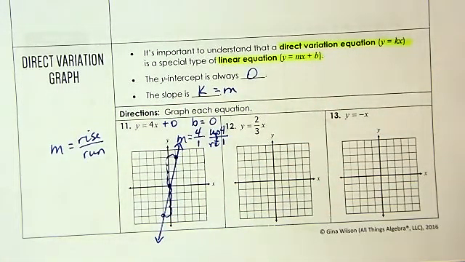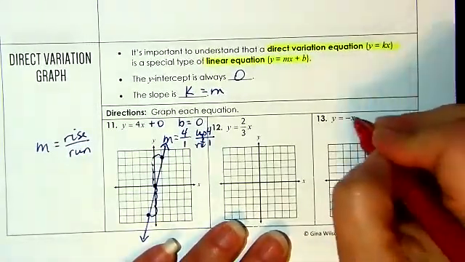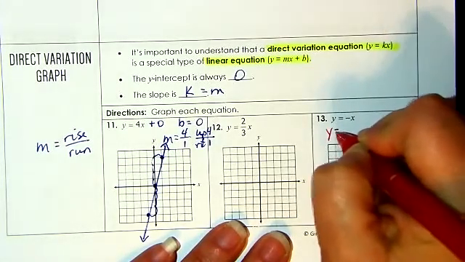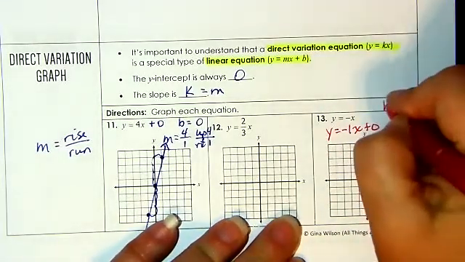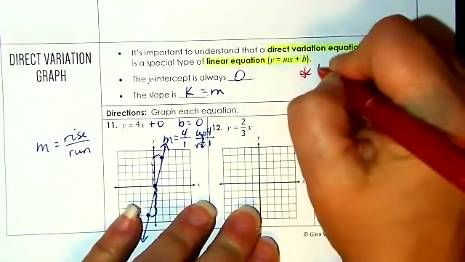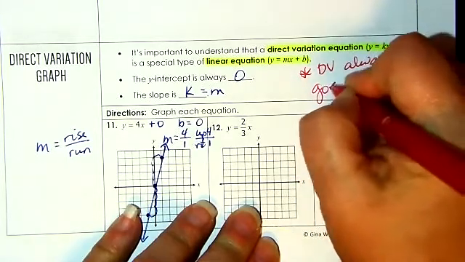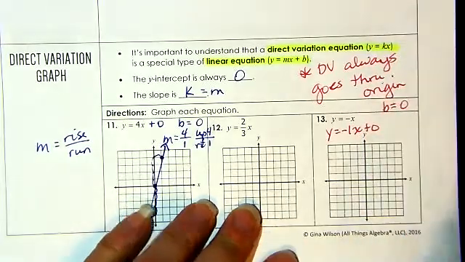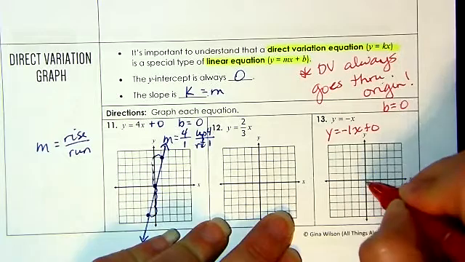Okay, here we go. One last problem, guys. 13. The reason I picked 13 for y'all to look at is because there's no number written there in front of the x. This can be rewritten as y equals negative 1x plus 0. So you know what you're pulling out of it. The b is 0. A direct variation always goes through the origin. If it's a direct variation equation, you know it's going to always go through the origin. So we know that the b is 0.